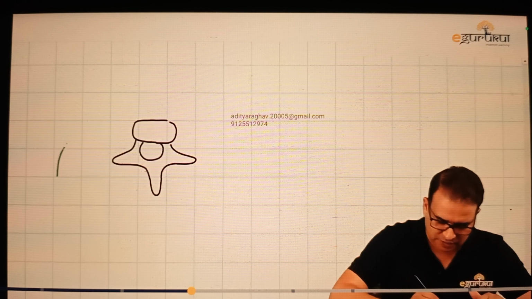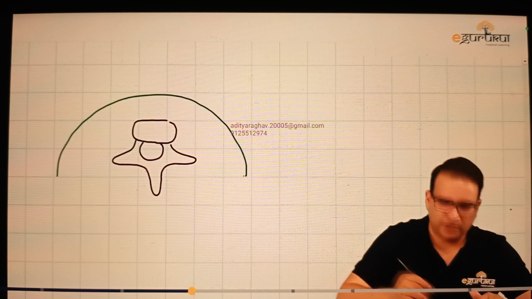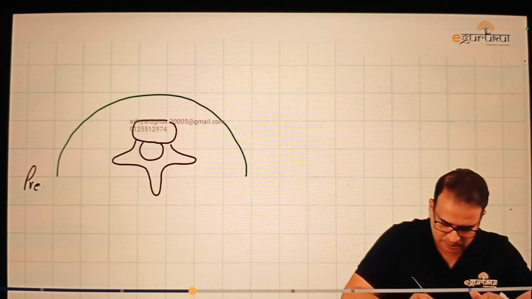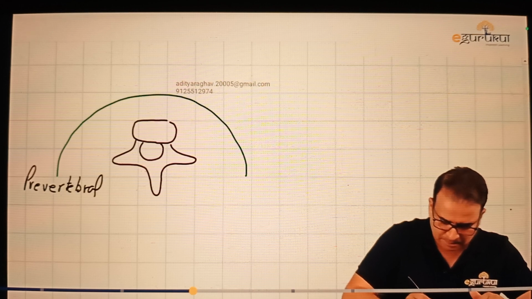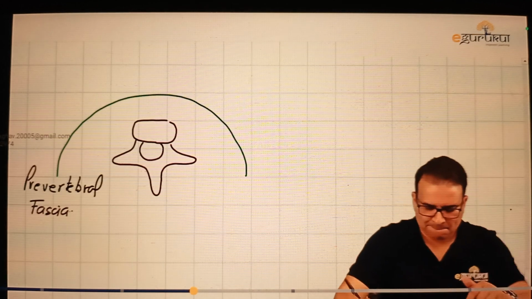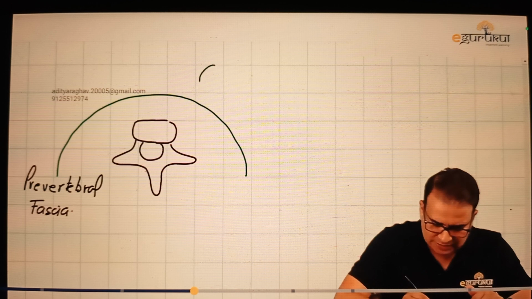Here is the prevertebral fascia. Something all around, I'm just drawing it in this way. This is the prevertebral fascia. And let's say this here is the carotid sheath. Let's look on one side only. This is the carotid sheath.